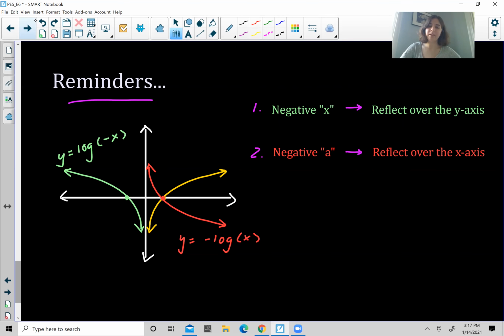And then if we have a negative out in front, that's going to be a reflection over the x-axis. Again, that's just because if we're multiplying all of our answers by -1, that's going to change all of our y values. And the way we can show that on the graph is by flipping the graph over the x-axis. So yeah, that's pretty much it.